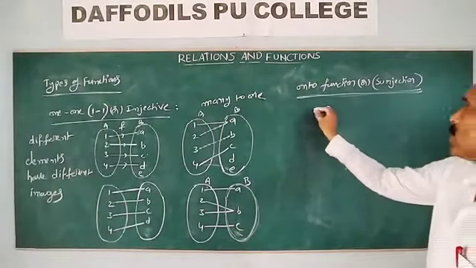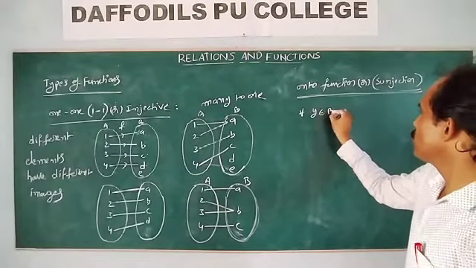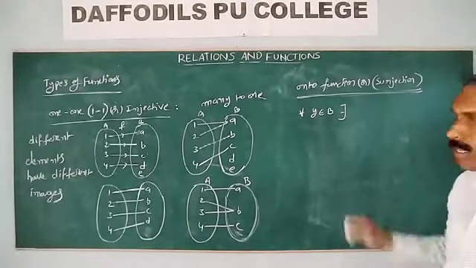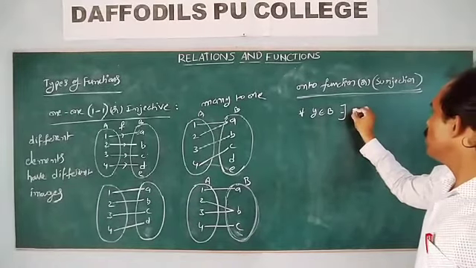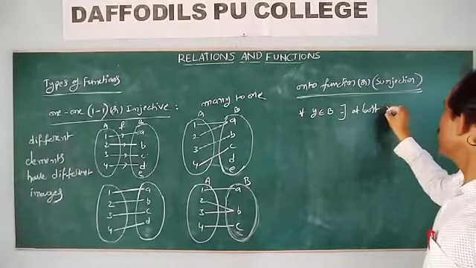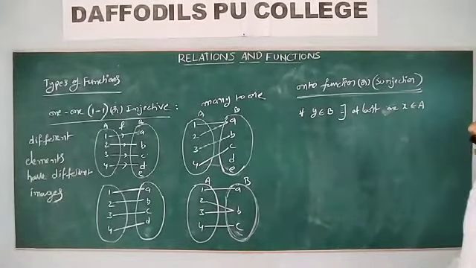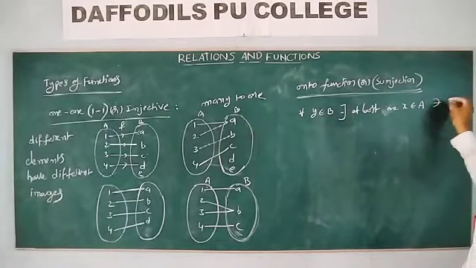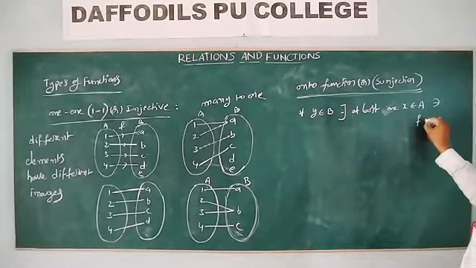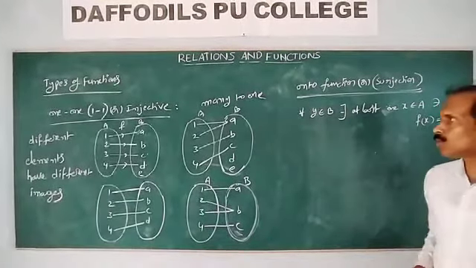Definition: for each element of B there exists at least one element x belonging to A, such that f of x is equal to y. This is the onto function definition.